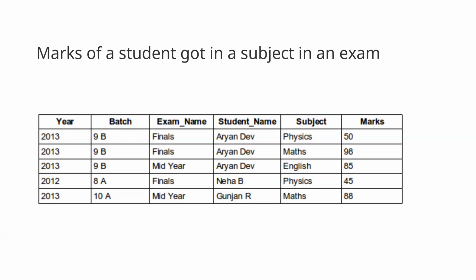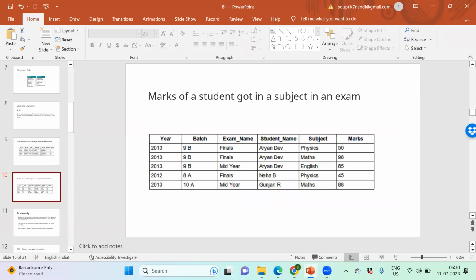Suppose I remove the marks a student got in a subject, and we remove the exam. That means the exam column should not be introduced over here. If the exam column is not there, we need to aggregate the things. So for the first student, Ayan Dev, if the subject is not there and exam is not there, we can aggregate the things for the 9B batch. Let me show you in a quick example.